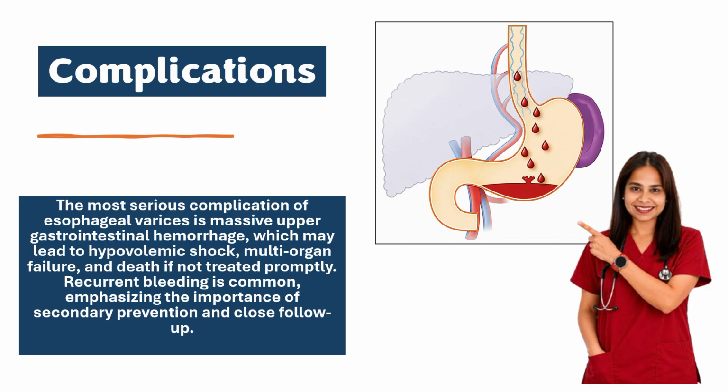So what are the complications of esophageal varices? The most serious complication, as we mentioned earlier, of the esophageal varices is massive upper GI hemorrhaging, which may lead to hypovolemic shock, multi-organ failure, and death if not treated promptly. Recurrent bleeding is common, emphasizing the importance of secondary prevention and close follow-up.